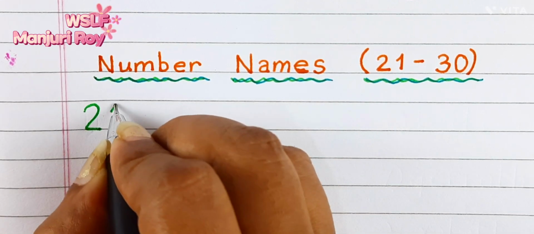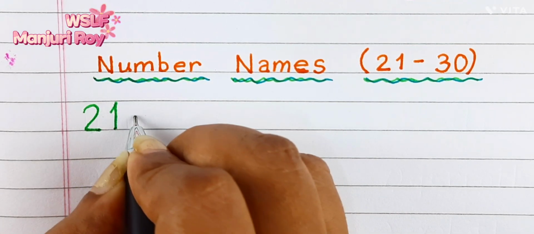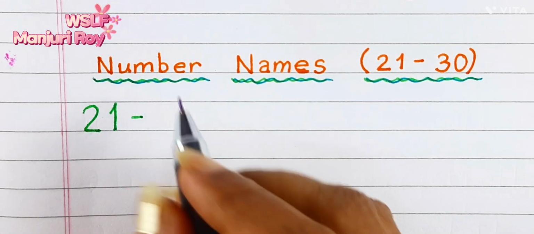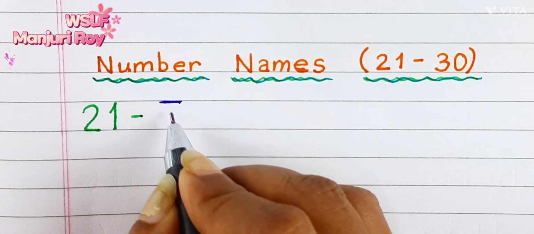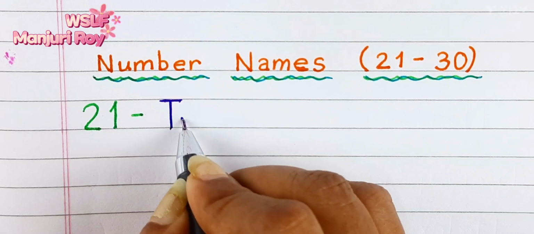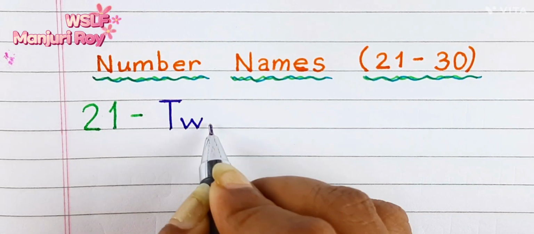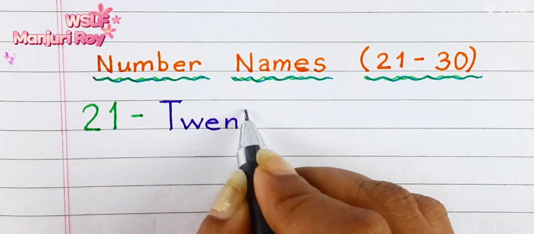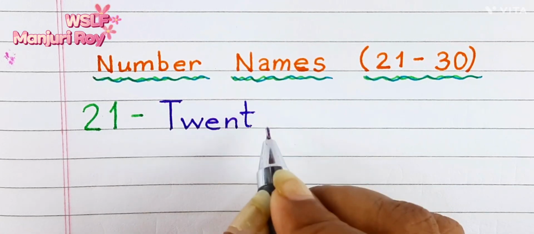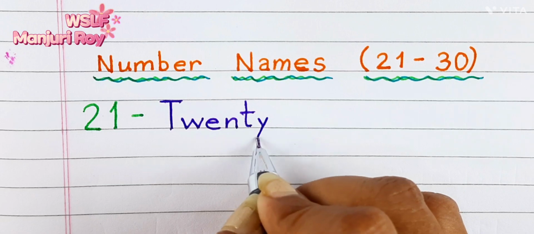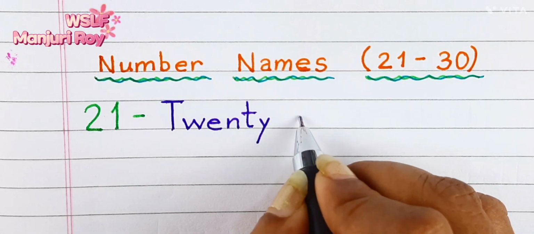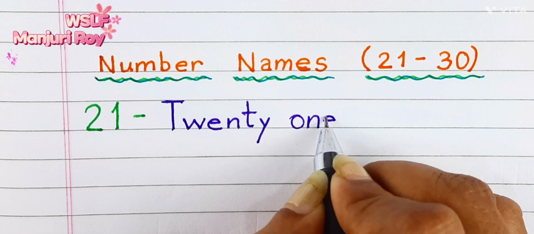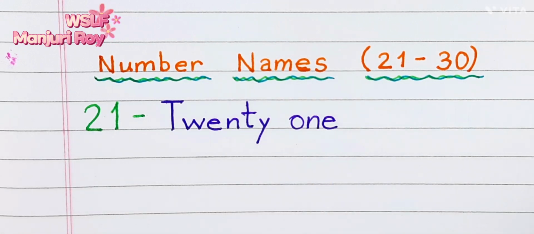2, 1, 21. T-W-E-N-T-Y, 20. O-N-E, 1. Twenty-one.